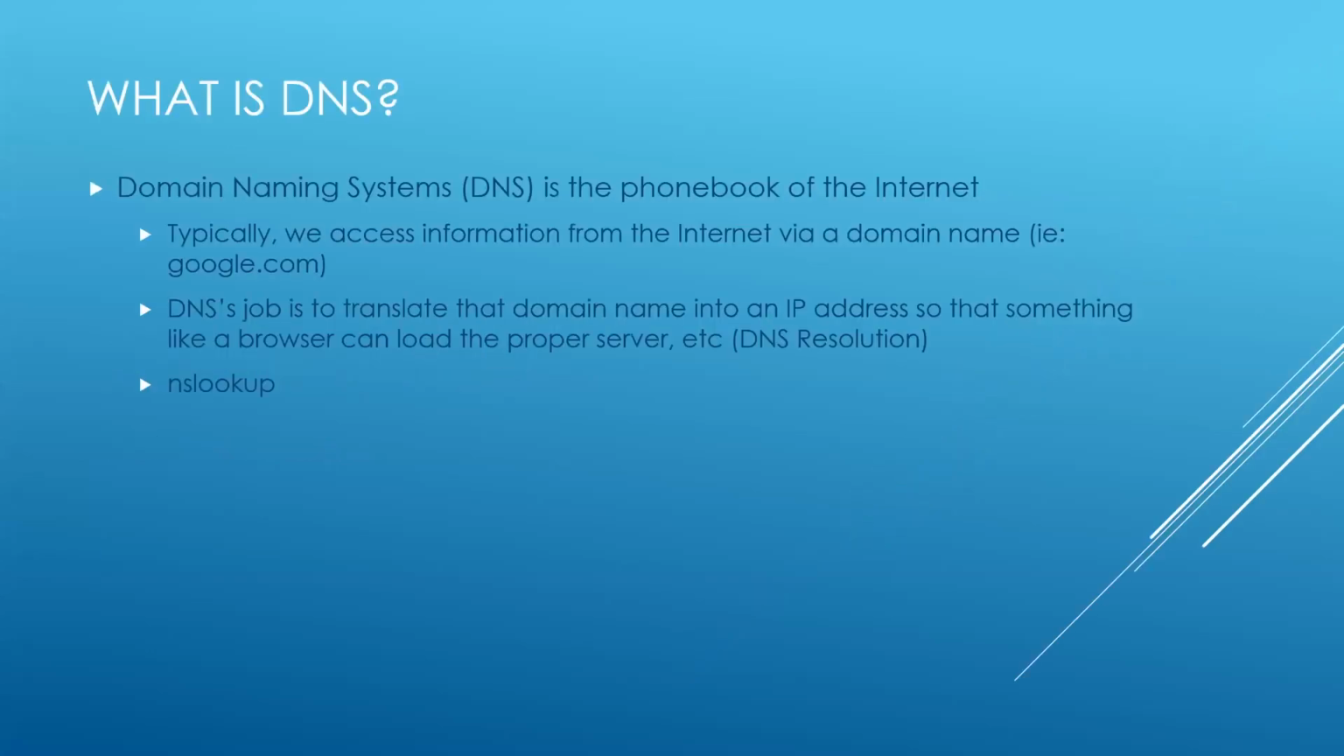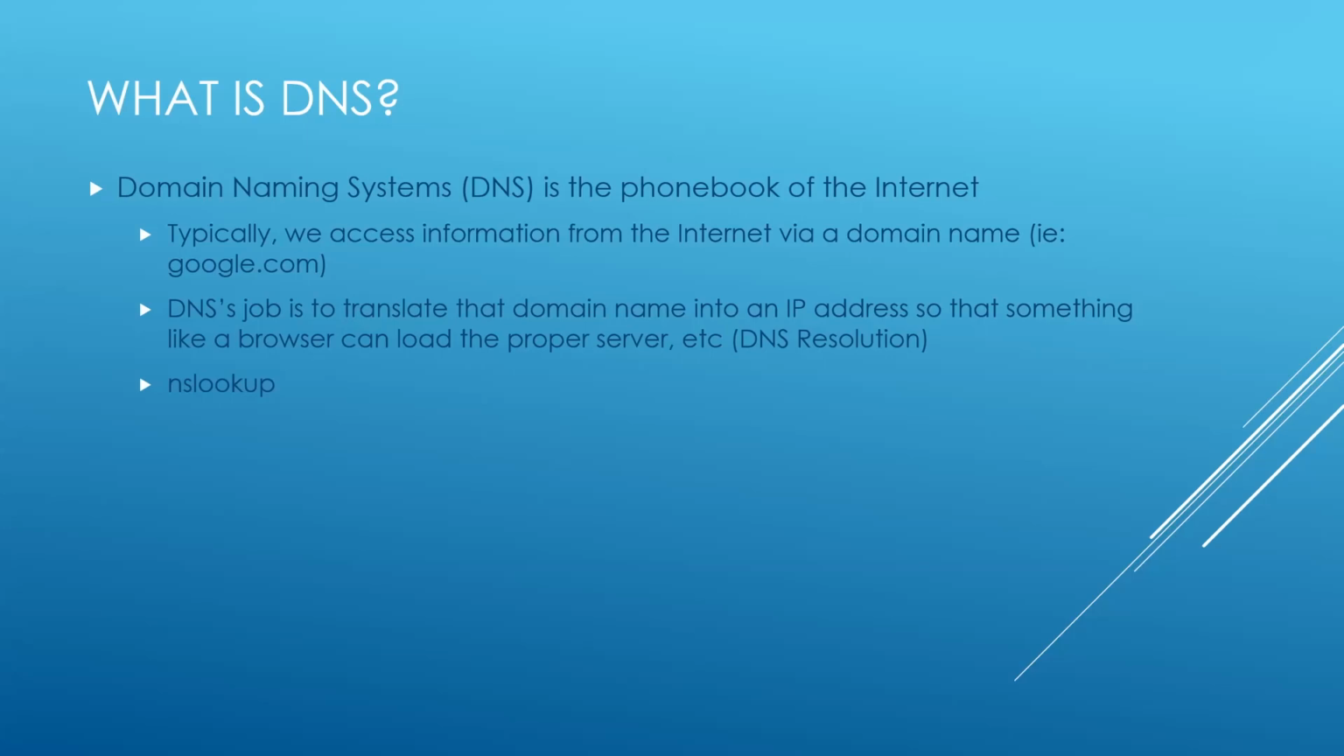So it's the phone book of the internet. So think about it this way. When you type in, let's say, google.com into your browser, there's a translation that occurs in the background. So in this case, we do need the IP address of that domain name, so the domain name being Google. So that's essentially what DNS does, is it translates that domain name into an IP address, so something like your browser or whatever it may be can load the proper server, the resource specified, etc.